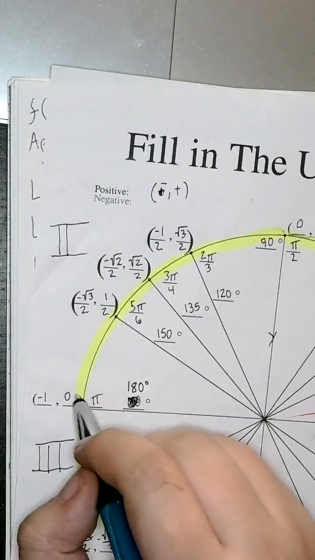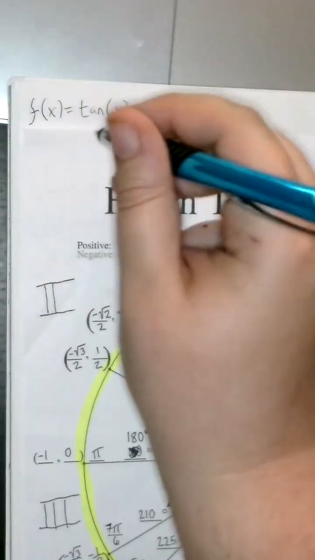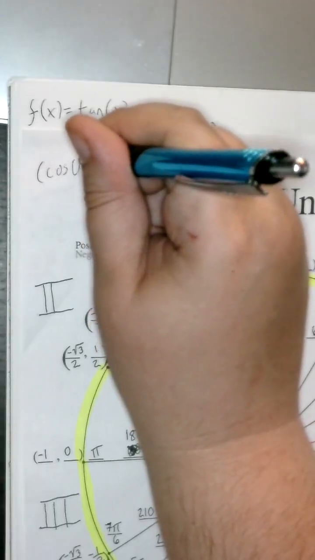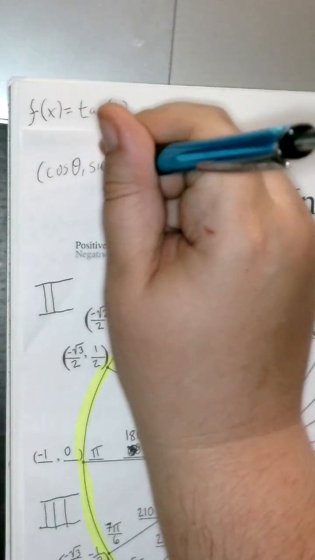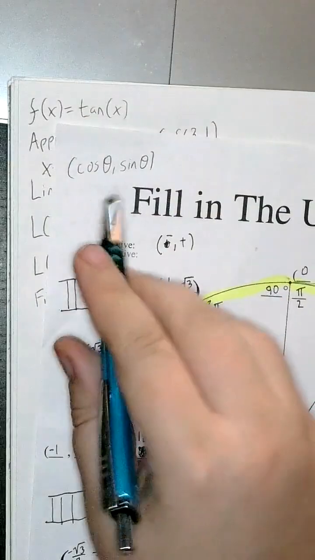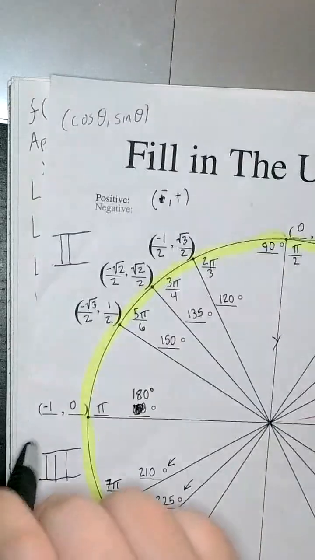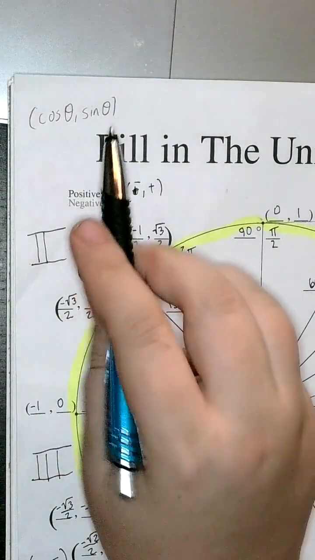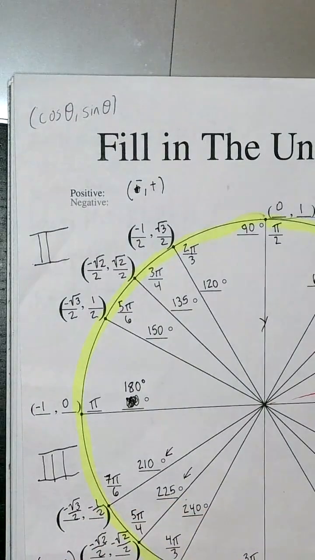When we look at our points, the point is cosine of theta, comma sine of theta. But I don't want cosine or sine. I want tangent. Does anyone here know how to find tangent using sine and cosine? What do we think?